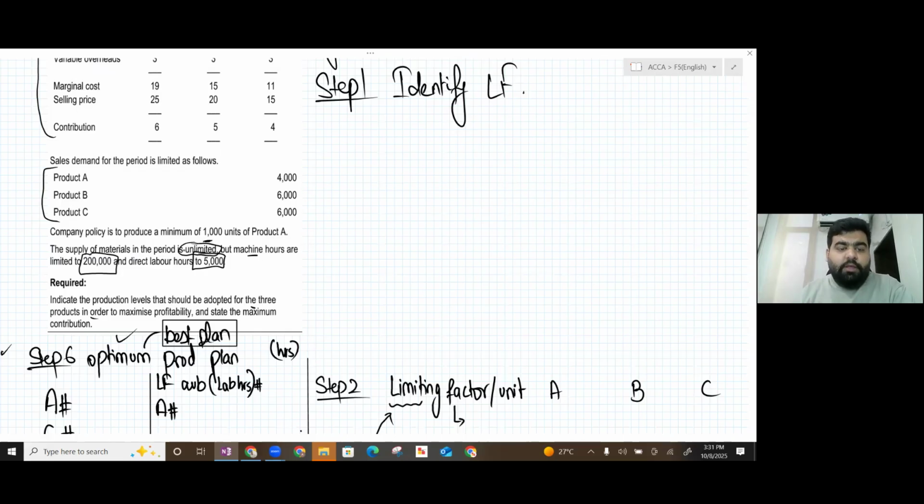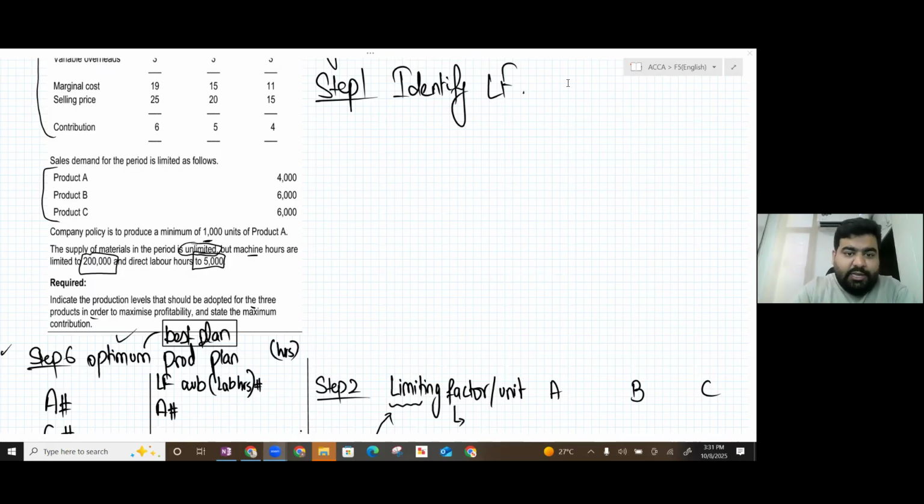Why do we have to identify? Maybe you have seen that machine hours are available 200,000, but maybe you need only 190,000. In that case, it's not a limiting factor. A limiting factor arises when you need more and you have less. For example, labor hours: assuming that you need 6,000 labor hours, but you have 5,000. In that case, it's a limiting factor.